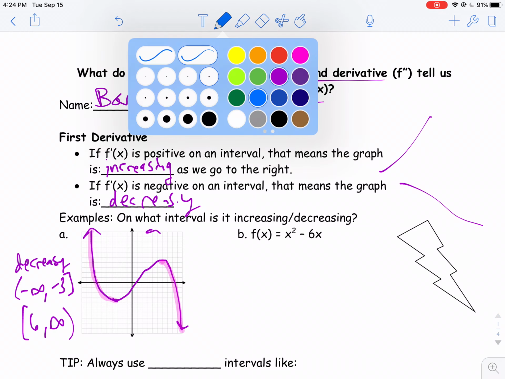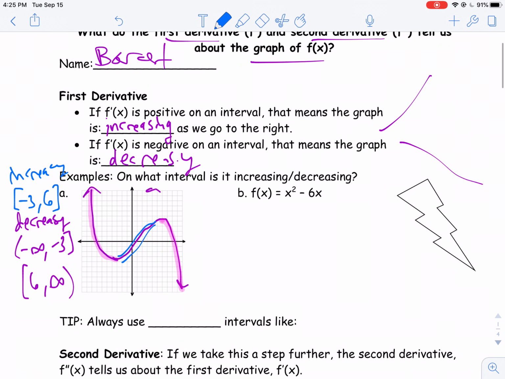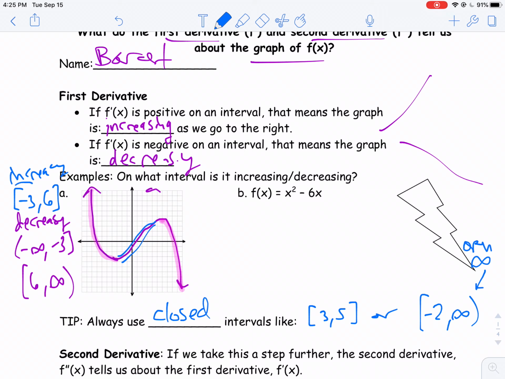As for where we're increasing, in the middle where we see we're going up, right? So we're increasing as we go from -3 to 6. Now, you might notice I'm using solid brackets here. When we're doing increasing and decreasing, we always like to use closed intervals like this, like 3 to 5, or say -2 to infinity. Now you always use an open bracket around infinity like that. But anytime you have a number with increasing or decreasing, we do a closed bracket. And that just means on the entire interval -3 to 6, we're increasing. We talk about it over that interval.